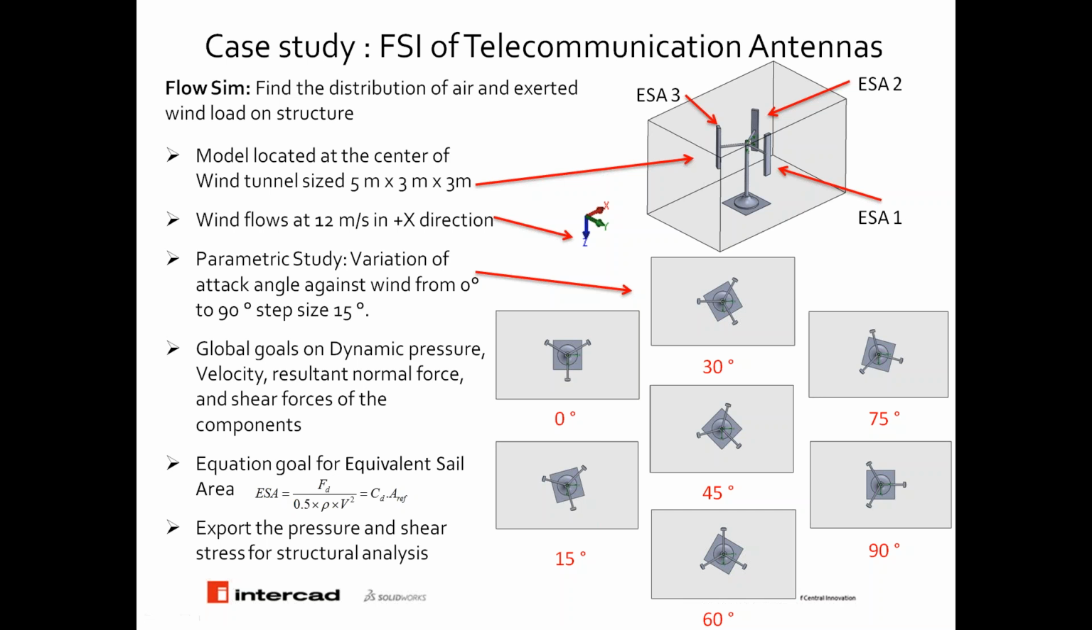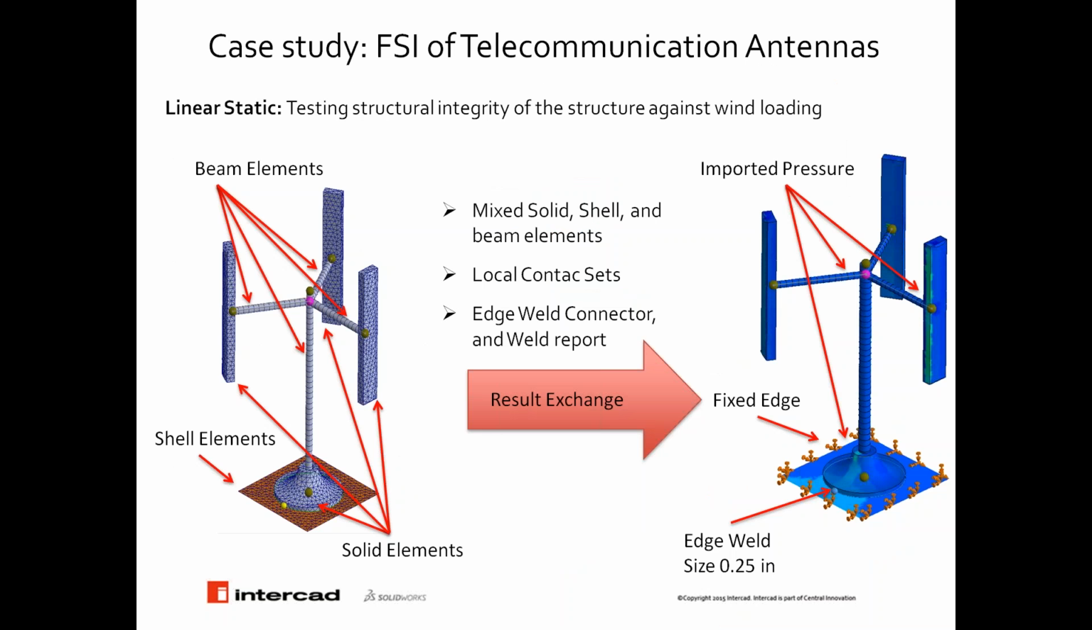So there are some global parameters we will follow, and there is one specific parameter we would like to look at the result on. So we are going to define both of these, and since we have completed our result on the fluid side, we will learn how we can export the pressure and shear on the structure to a new FEA study. After that, we are going to look at the structure.